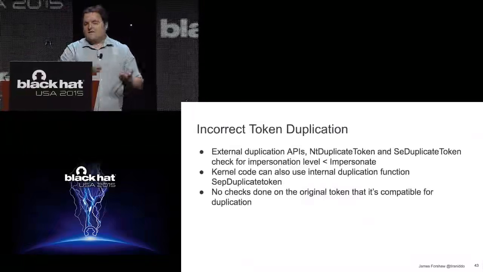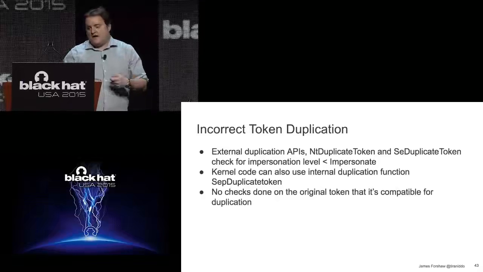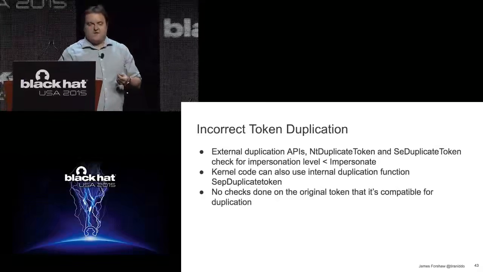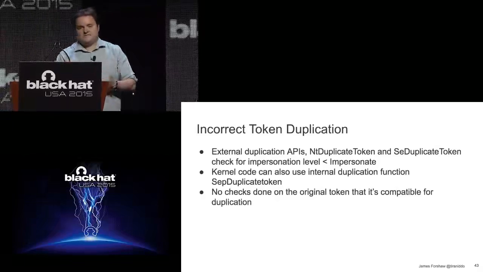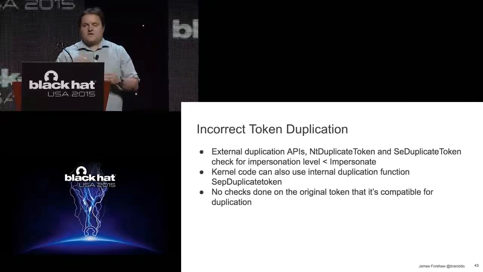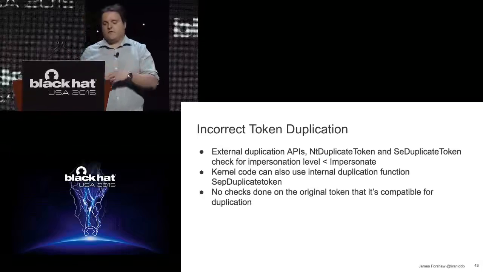So there are many more different types of bugs you can find if you actually go looking. And this one was something related to duplication in the kernel. When you call NtDuplicateToken to duplicate a new copy of the token, it does a check to make sure that the token you're passing is valid to convert into that other token type. So this comes down to you can't take an identification token and convert it to a primary token.